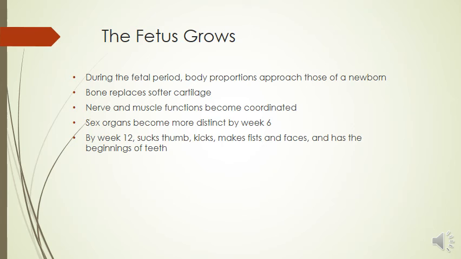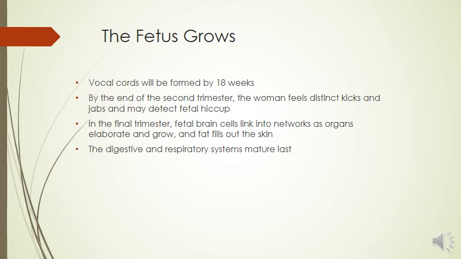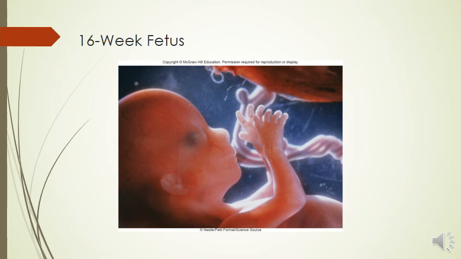By week 12, the fetus can suck his or her thumb, kicks, makes fists and faces, and has the beginnings of teeth. The vocal cords will be formed by 18 weeks, and by the end of the second trimester, the woman feels distinct kicks and jabs and may detect a fetal hiccup. In the final trimester, fetal brain cells link into networks as organs elaborate and grow, and fat fills out the skin. The digestive and the respiratory systems mature last. And here we have a 16-week fetus.